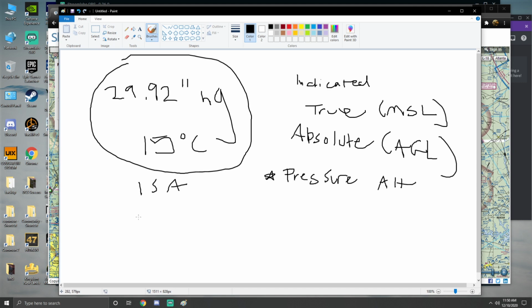Let's say, like today, for example, I was at the airport earlier, the pressure was 30.14, right? So what we need to do is find the difference between 29.92. So we're going to subtract 30.14.